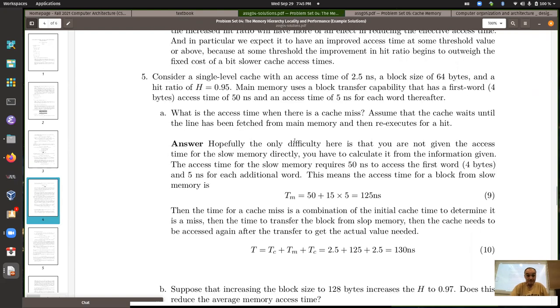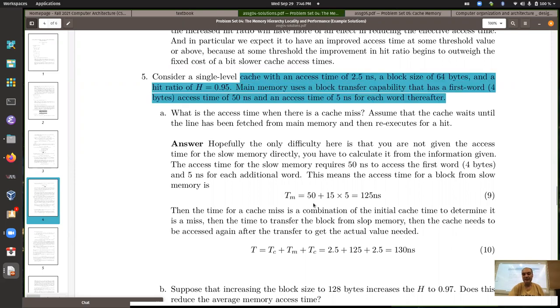So I probably should have made this clear, or if we do any more problems like this where you have to calculate the performance for cache levels, you might want to ask me. You should probably just state your assumption: I'm using the model where if it's a miss, you first check, so you do a TC to determine that it's a miss, and then you just do TM to transfer it in, right? So for a miss, it's just TC plus TM, or however you want to state it.